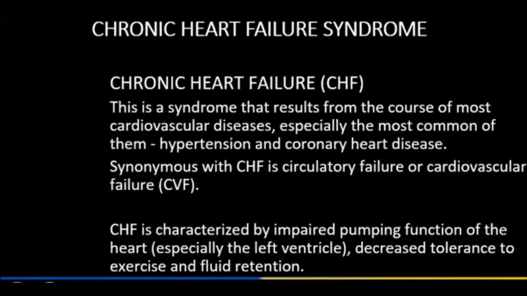Chronic heart failure is a syndrome that results from most cardiovascular diseases, especially the most common of them, hypertension and coronary heart disease. Synonyms of chronic heart failure are circulatory failure or cardiovascular failure. Chronic heart failure is characterized by impaired pumping function of the heart, especially the left ventricle, decreased tolerance to exercise and fluid retention.